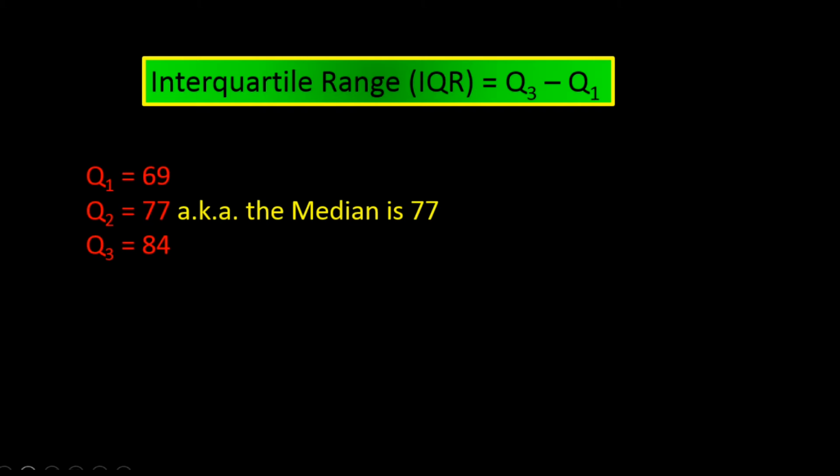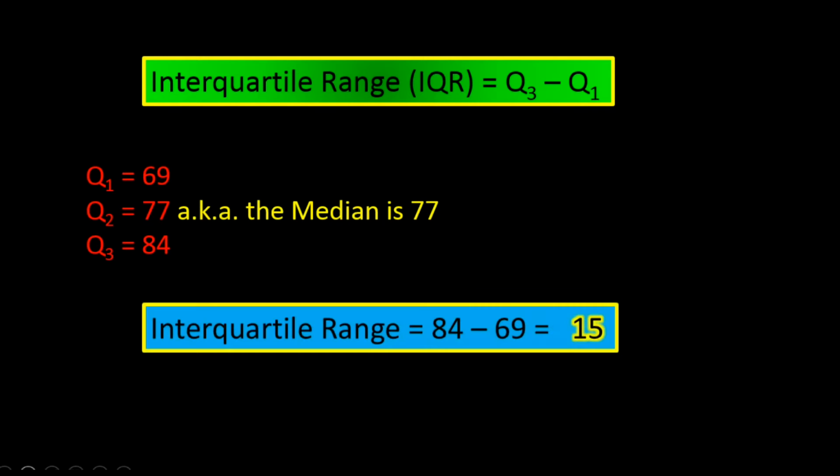So now you are ready to calculate the interquartile range, which measures the middle 50 percent, or middle spread, of the data. Q3 minus Q1 is 84 minus 69, which is equal to 15. So the interquartile range for this data set is 15.